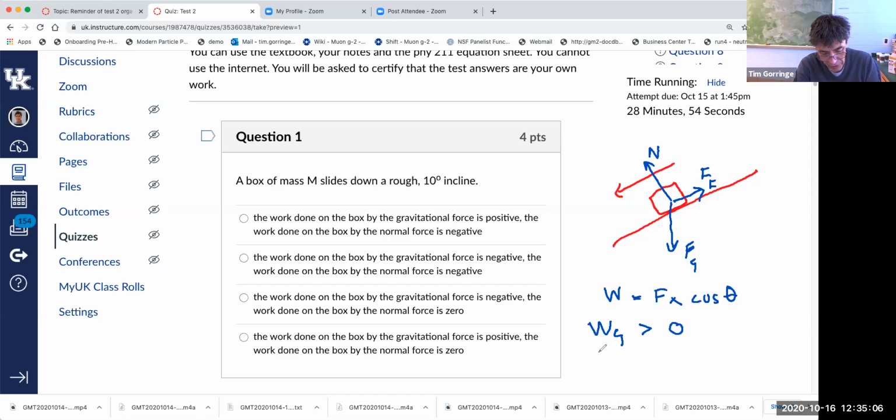On the other hand, the work done by the normal force is going to be zero because the object is moving down the incline. The normal force is perpendicular to the incline. There's 90 degrees between the normal force and the motion, and the cosine of 90 degrees is zero. So that one is zero. And so whichever response here has a positive work done by gravity and a zero work done by the normal force, this response here is the correct answer.